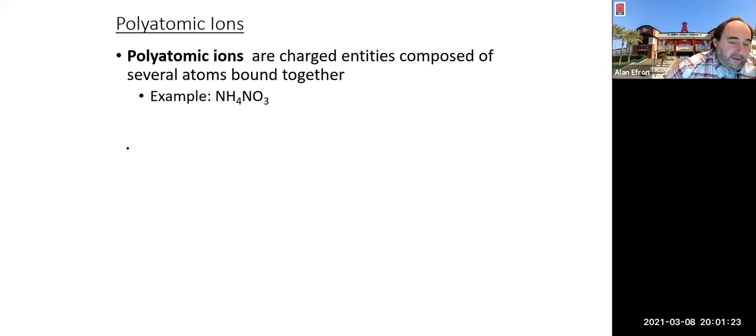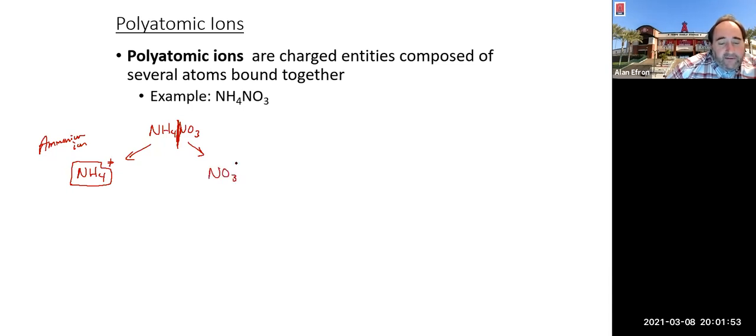So NH4NO3 is actually two different polyatomic ions that are together. We break it apart right there. We end up with a nitrogen and 4 hydrogens, and those move around as one unit altogether. That overall unit has a +1 charge, and this is what is known as the ammonium ion. Over here, that NO3 is NO3 minus, that 1 nitrogen and 3 oxygens all stay together and have a -1 charge. This is what is known as the nitrate ion.